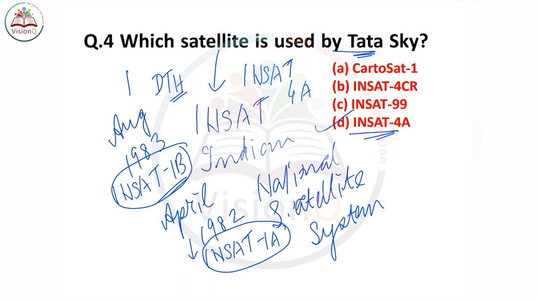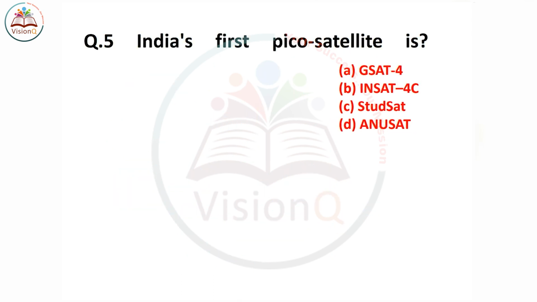Next, question number 5. India's first pico-satellite. A very important question for the examination. Pico-satellites are those satellites whose weight is less than 1 kg.